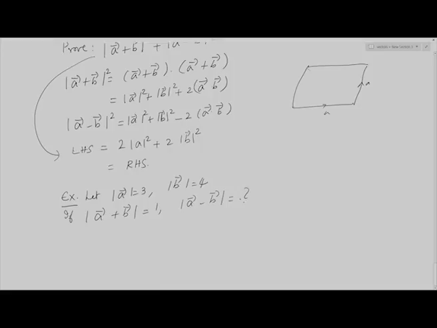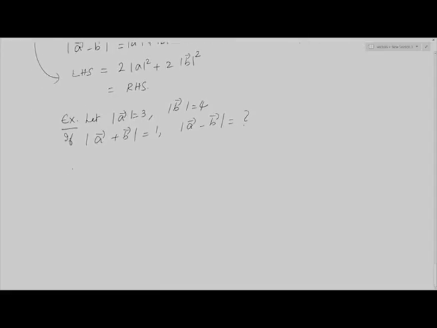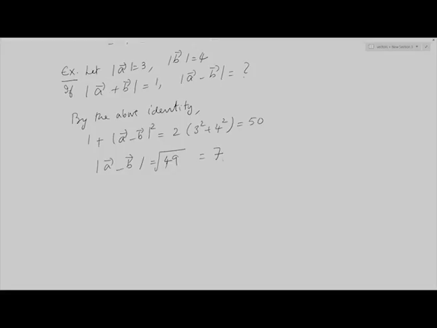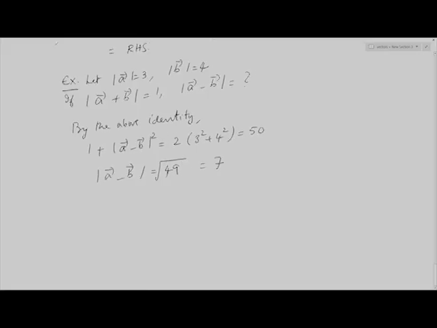Simply, we can use the previous identity. By the above identity, 1 plus mod A minus B square, which we want to find, is equal to twice 3 square plus 4 square, which is equal to 50. Therefore, mod A minus B square is 50 minus 1, 49, and take the square root. It has to be positive, so we take the positive square root, which is equal to 7. So this is how we find the other diagonal of the parallelogram.